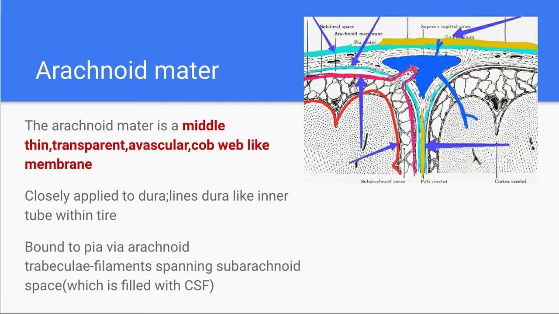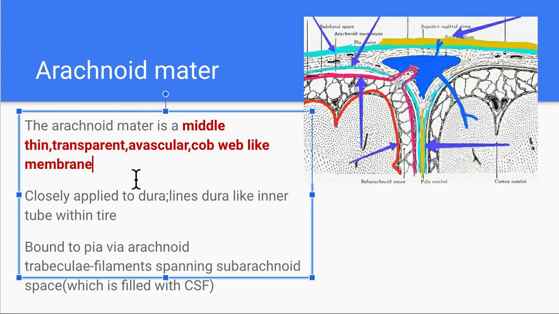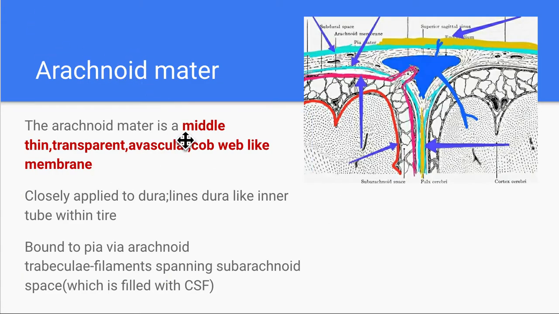Moving on to the arachnoid mater. The arachnoid mater is the middle thin, transparent, avascular, cobweb-like membrane. Arachnoid means spider web-like. So the arachnoid mater or the middle mater is a cobweb-like membrane which is closely applied to the dura. So it lines the dura like an inner tube within the tire. You can see here it's closely adhering to the dura. It is bound to the pia via arachnoid trabeculae, which are filaments spanning the subarachnoid space. The subarachnoid space is between the arachnoid mater and the pia mater, and is filled with CSF.